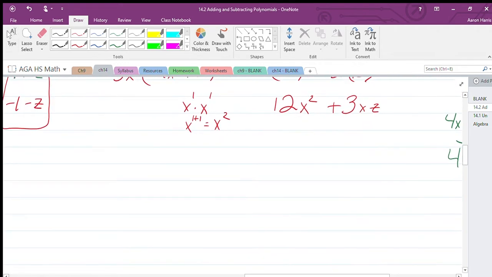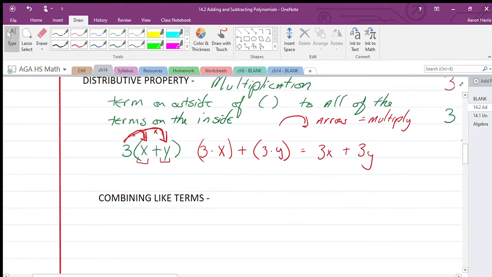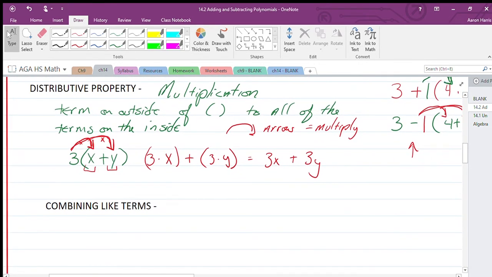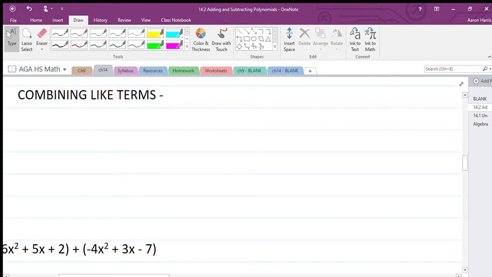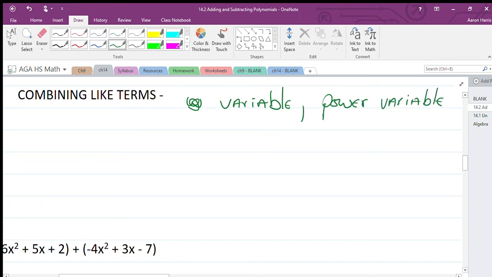All right, now let's make sure that we have all our terms. I really beat up distributive property just to make sure that you understand exactly what you're doing. We've gone over combining like terms. I just want to reiterate, remember, the variable and the power of the variable all have to be the same.